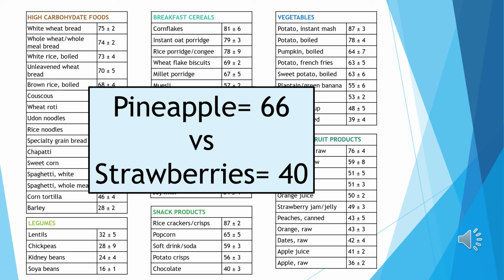Pineapple versus strawberries, you have a 66 versus a 40. So again, neither of these are bad choices. This is just giving you information on how each fruit or different type of food affects those blood glucose levels.